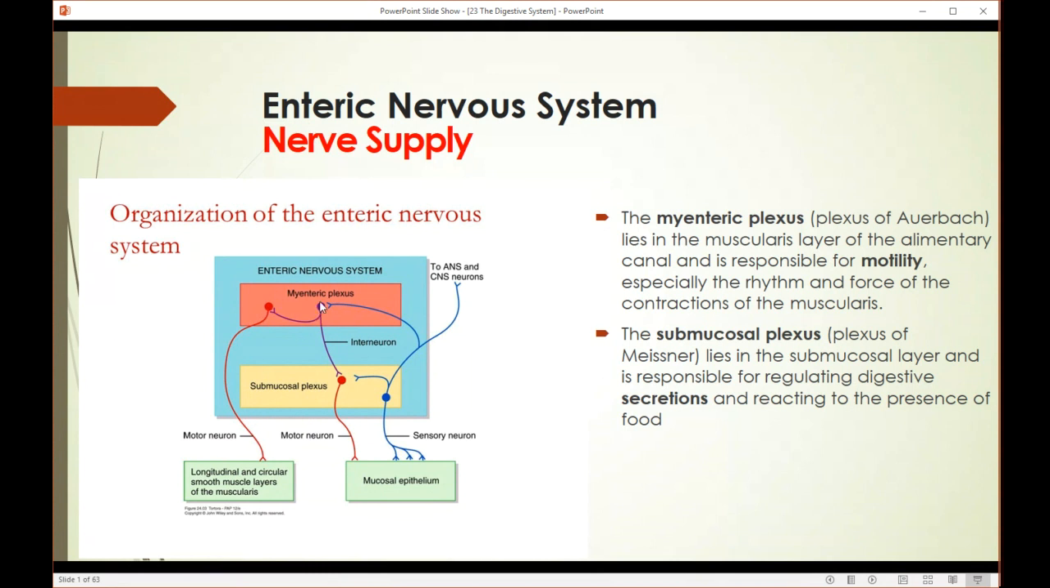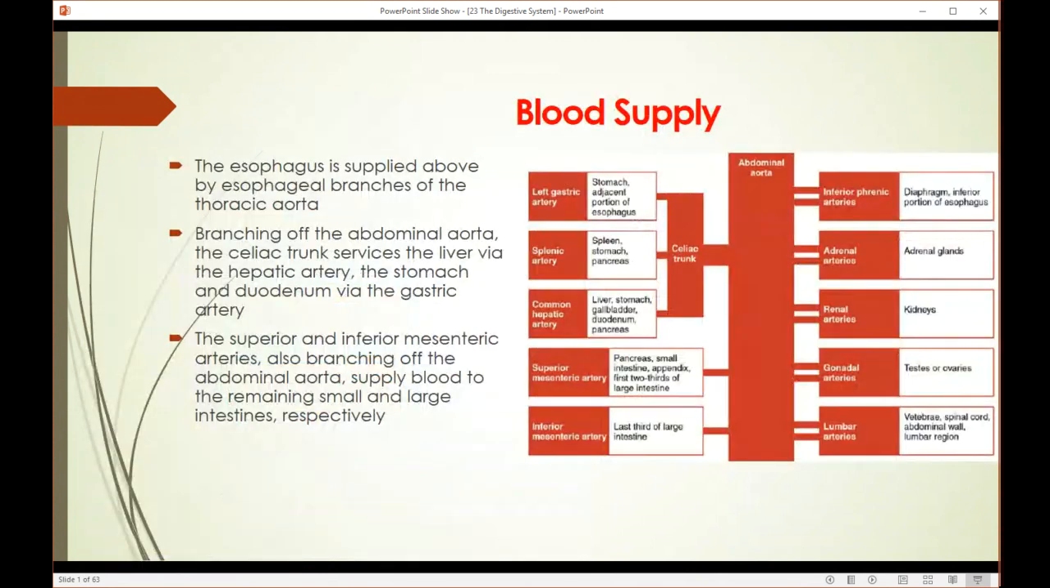This is that myenteric plexus. We have an interneuron between to hit the submucosal, can hit those mucosal epithelium. And then we also have that myenteric plexus going straight here to the longitudinal and circular smooth muscle layers of the muscularis. Okay? So blood supply to our digestive system is going to come straight through that abdominal aorta.